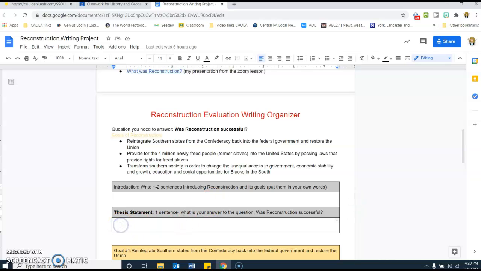Then down here, the big thesis statement. This has got to be good. It's got to be clear, concise, one sentence. What is your answer? Was it successful or not? And how do you want to phrase that? And then this would normally be your introduction paragraph. We're not going to write it in paragraphs. We're practicing the process of organizing.